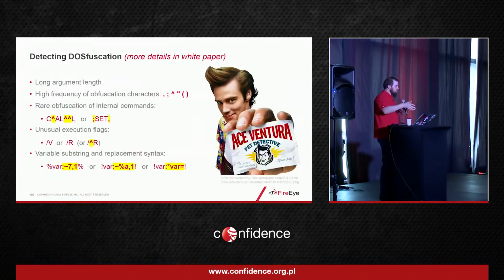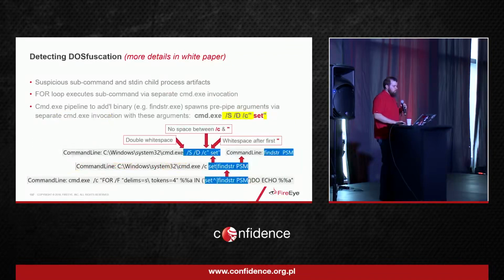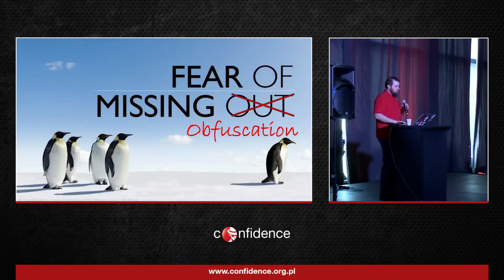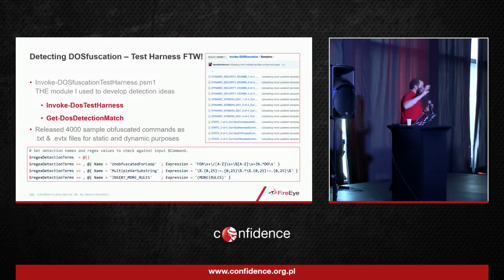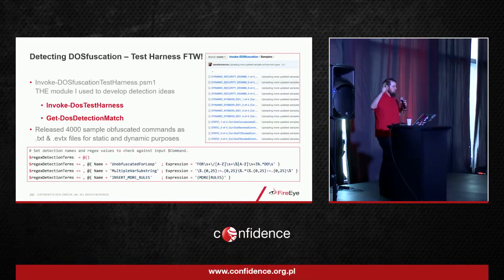Detecting DOSfuscation, all these details are in the white paper, basically looking for these special characters in different places, looking for the SDC, the standard input artifacts, IFOMO, the fear of missing out. So if you're a defender, this is the last slide. I released the full test harness for this framework that I used for developing all my detections, and I have over 4,000 test payloads, the obfuscated versions in text files, as well as Sysmon EID 1 and security EID 4688, so you can start to basically build your detections without having to run any code.